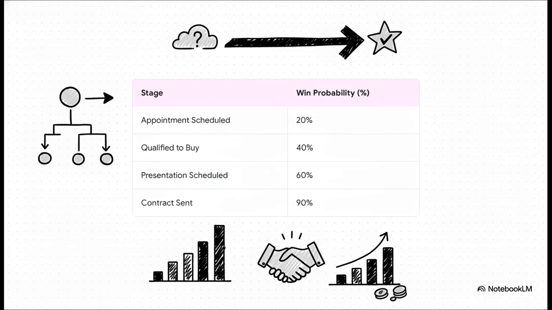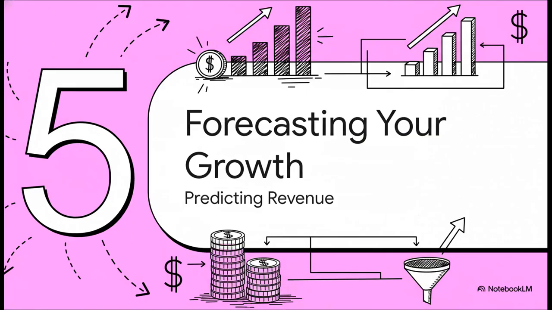Okay, now here's where it gets really, really smart. Each one of those stages you create has something called a deal probability attached to it. This is basically your best guess, based on experience, of the chance that a deal in that stage will eventually close. So, for example, you might know that once a contract is sent, you've got a 90% chance of winning that business.